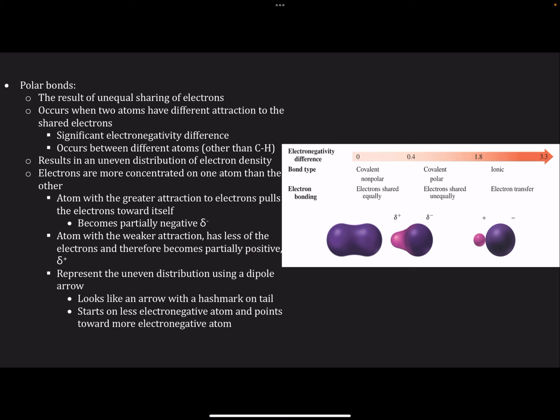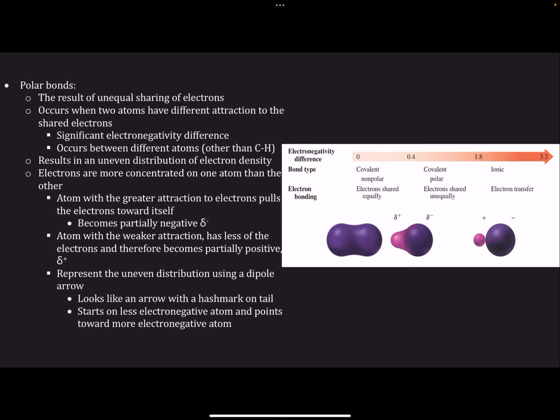Now, our other type of covalent bond is the polar bond. This results when we have an unequal sharing of electrons. This occurs when two atoms have different attraction to the shared electrons. That arises when we have a significant electronegativity difference between the two atoms.